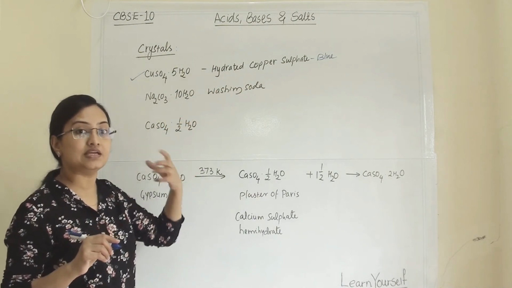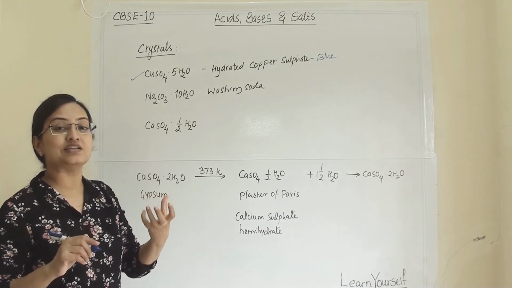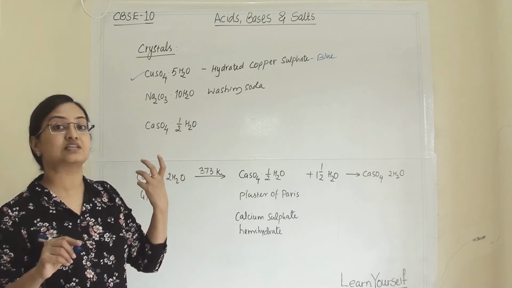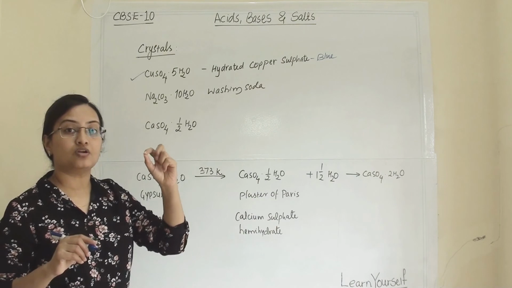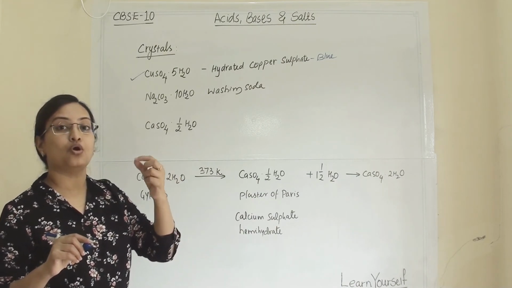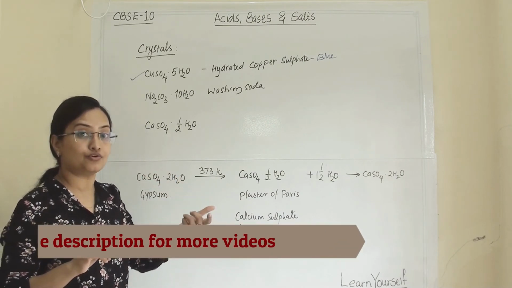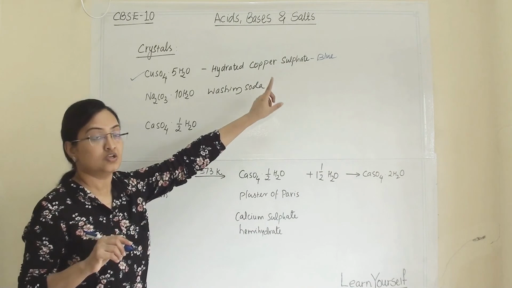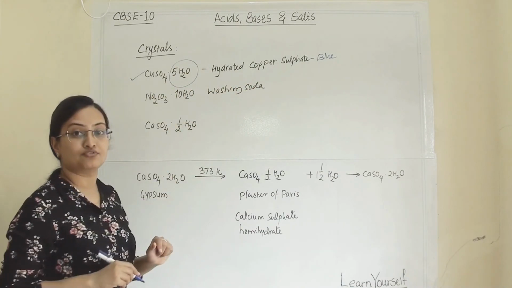When you heat this blue colored crystalline substance, some water vapor comes out from the substance, and you will see some water droplets on the wall of the test tube. As the water comes out, the substance will lose its blue color. So this water is also known as water of crystallization.